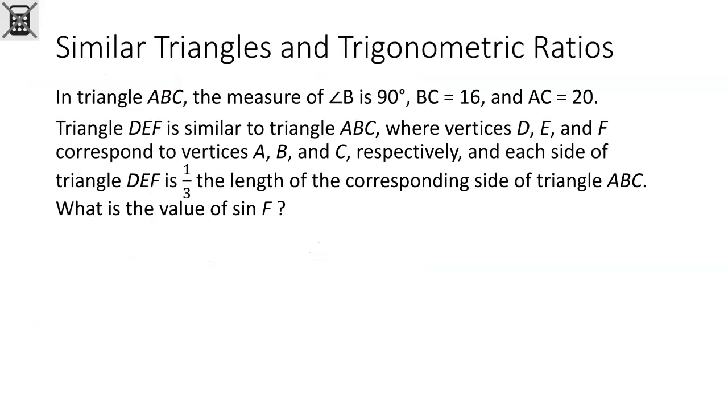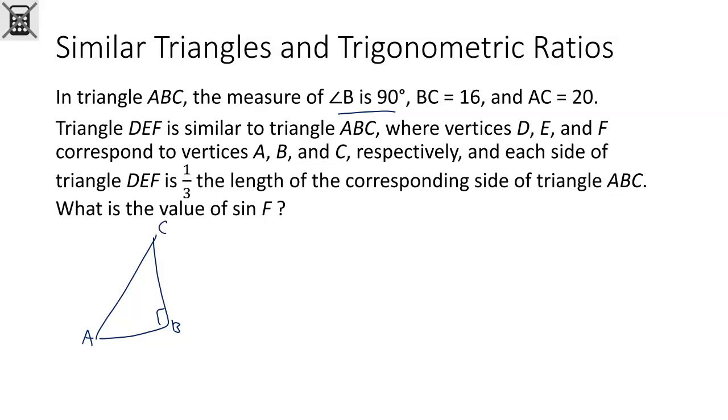Alright, let's talk about similar triangles. Similar triangles are nice because if you know about them, it makes your life a whole lot easier. We have a triangle ABC. The measure of angle B is 90 degrees. So let's go ahead and start by drawing. Got a triangle with a right angle. B is the right angle. A and C will be the other 2 angles, it doesn't matter which one's which.